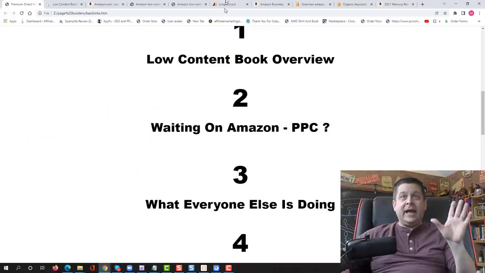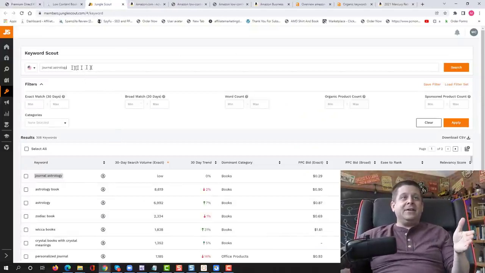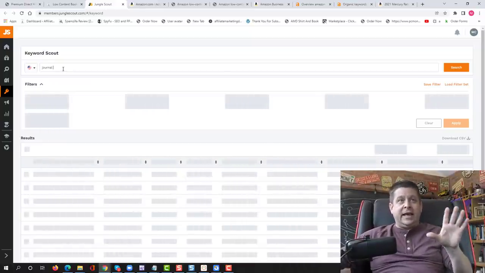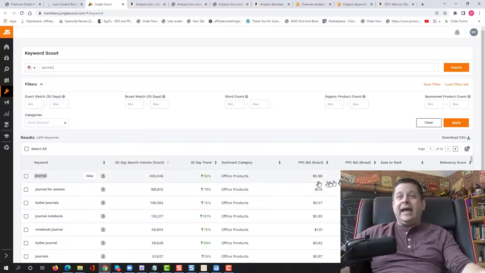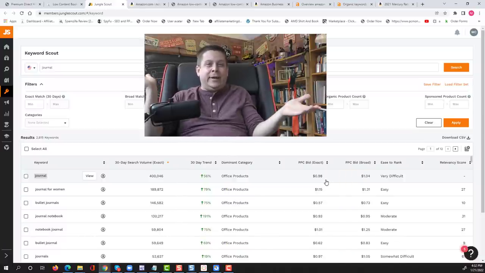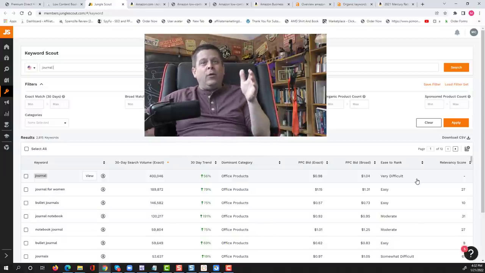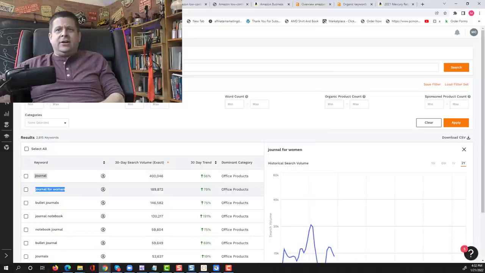So part number three, let's talk about what everyone else is doing. Everyone out there is going to go to a tool like Jungle Scout or something like that, and they're going to type something in like journal or maybe notebook or whatever it is. And what they're going to find is that we have the word journal with 400,000 searches a month. And if we're to buy the traffic, it's $1 a click, which means we can't really do that. And it's difficult to get ranked on. Now, we can go through and say, well, maybe journal for women is a little bit easier, right? We could go through it.